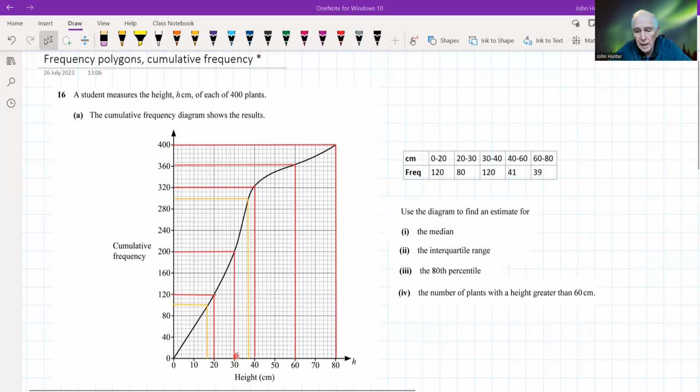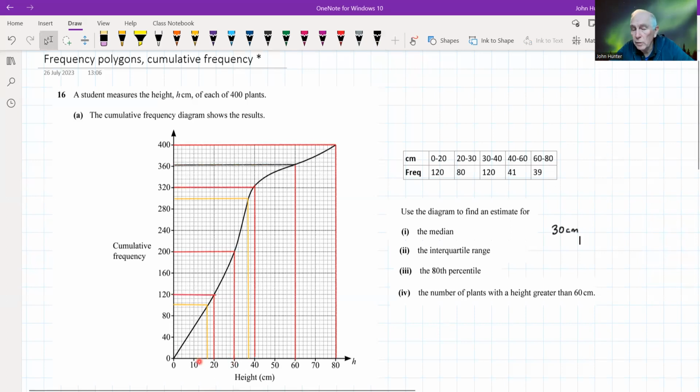So we would say that the median for this data, looking at the 200, so the median is 200 out of 400, isn't it? It's halfway. So that's the 200th in our list of plants. And we would say that therefore the median would be, let's just write it down, 30 centimeters.